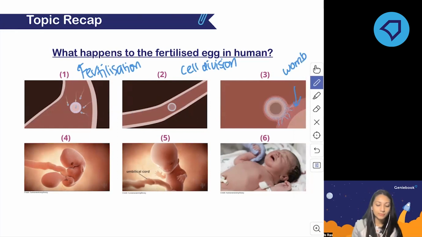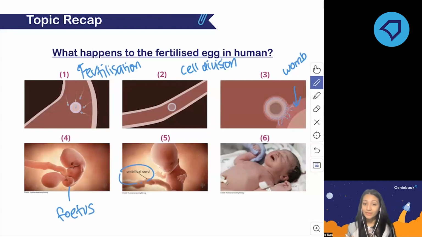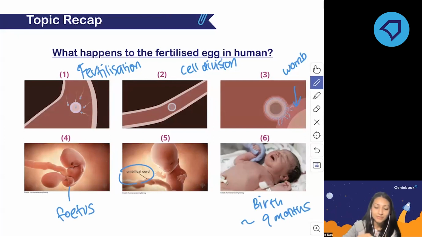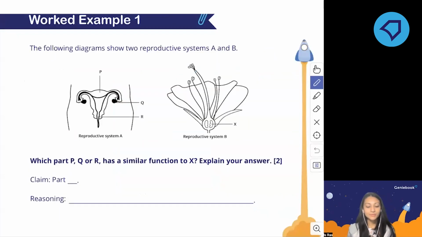Finally, if you look at number 4, this is a fetus growing, probably a few weeks old. Then you have the umbilical cord. Remember, the umbilical cord exchanges gases and passes nutrients to the baby, and removes the waste products from the baby. After 9 months, this will be the birth. Roughly around 9 months, can be a little earlier or later, but on average for humans it's around 9 months. So next question.